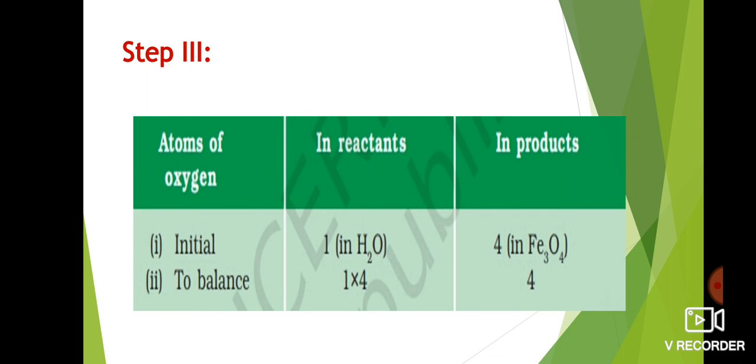So to balance, on the reactant side initially there is only one oxygen atom. So for this reason we should multiply 1 with 4, means it becomes 4 oxygen atoms on the reactant side, and on the product side also 4 oxygen atoms. So we balanced this oxygen atom. Understand? On the reactant side also 4 oxygen, on the product side also 4 oxygen atoms.